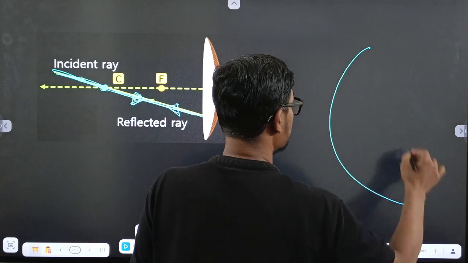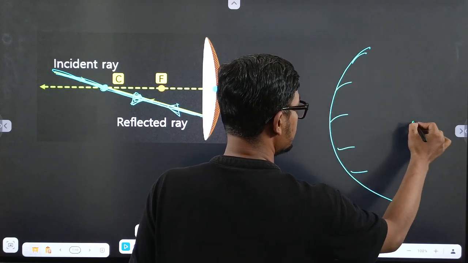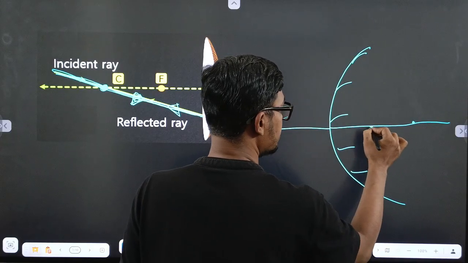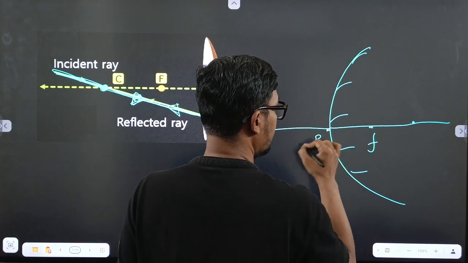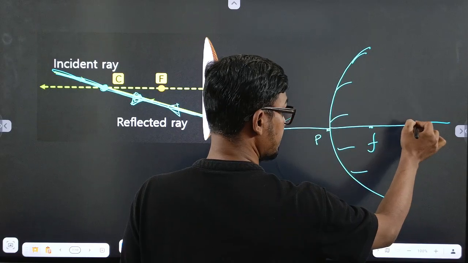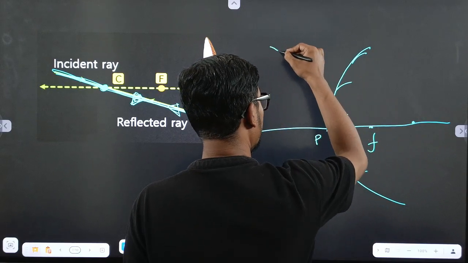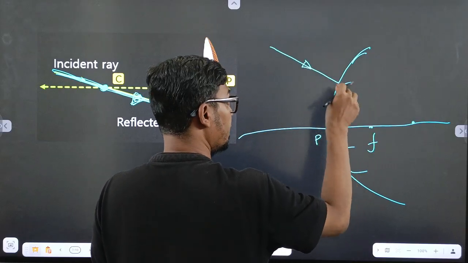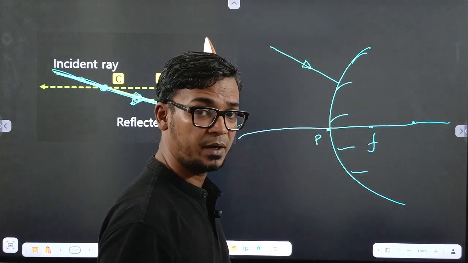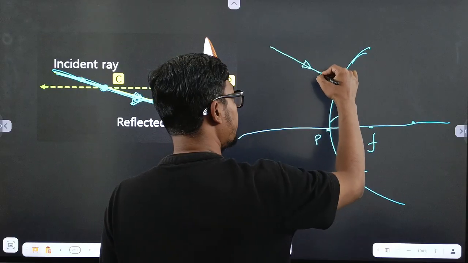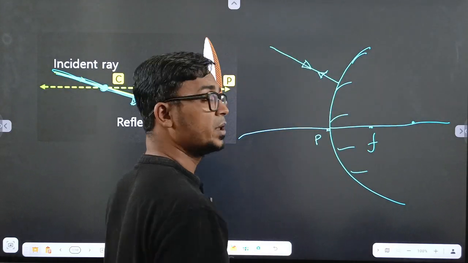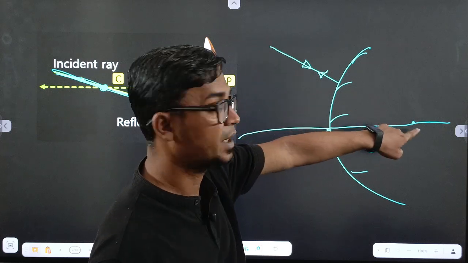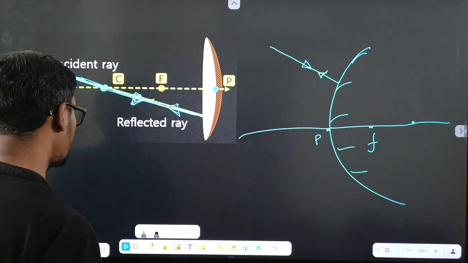For the convex mirror, if this is the center of the curvature, this is the principal axis, this is the focal point, and this is the pole, then if a ray falls this way on this mirror, it will go back the same way in the opposite direction. Okay, because it is coming through the center of the curvature. This is the third rule.